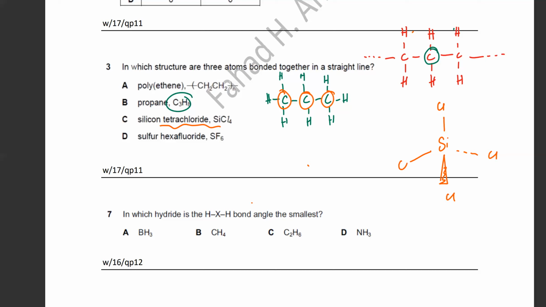Because 4 electrons were there, all four are used. They've all bonded to chlorine, so there's nothing left. So that is going to be tetrahedral anyways. Now SF6, that's 6 bonds. Something that makes 6 bonds. So the last one will be the one with 6 bonds.